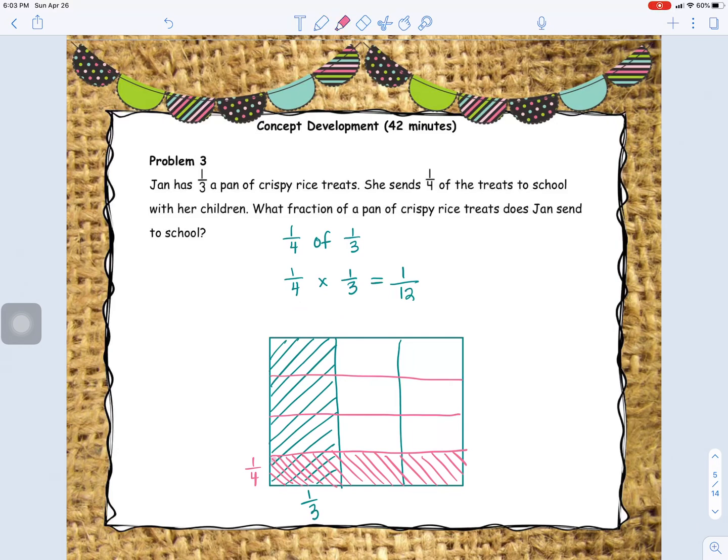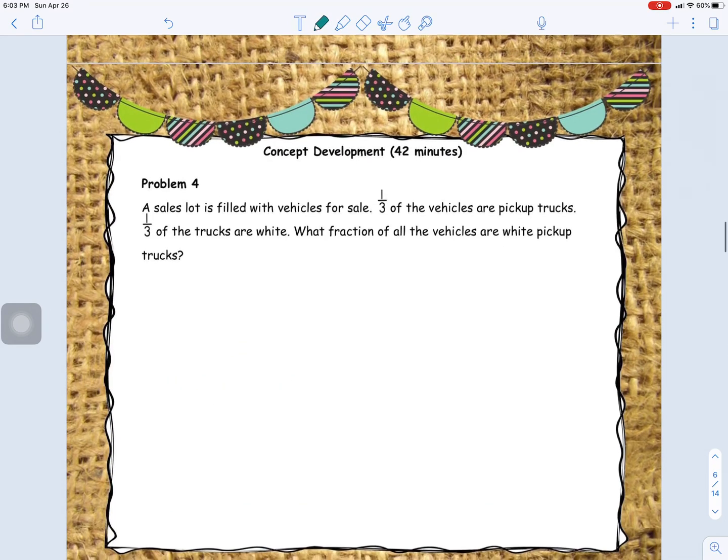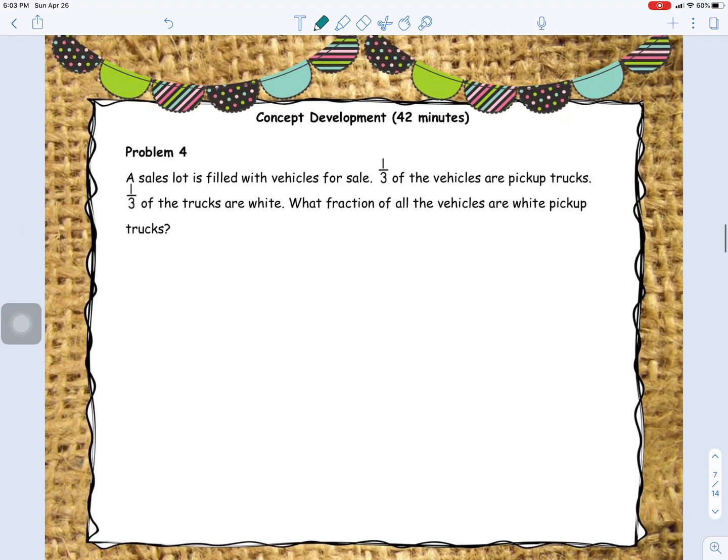So taking a look at the double shaded part, is that 1 out of 12 shaded? So that's your answer, 1/12. That's not much to send to school. See what the next one is. This is the last problem. A sales lot is filled with vehicles for sale. 1/3 of the vehicles are pickup trucks. 1/3 of the trucks are white. What fraction of all the vehicles are white pickup trucks?